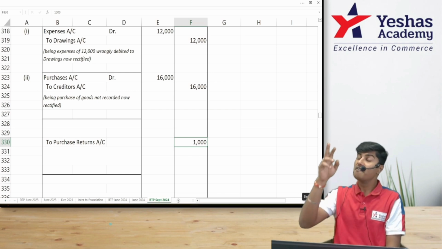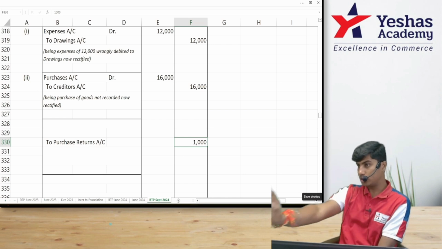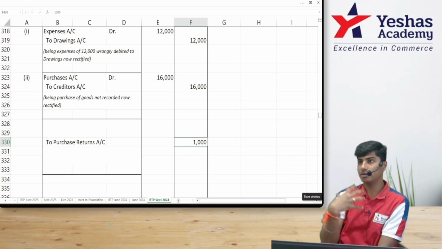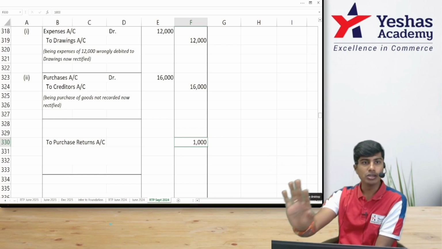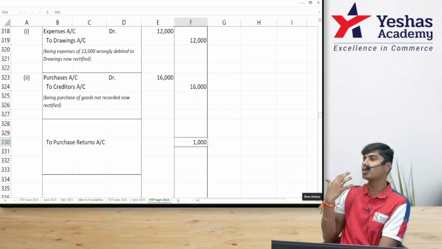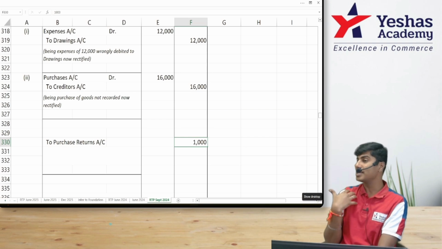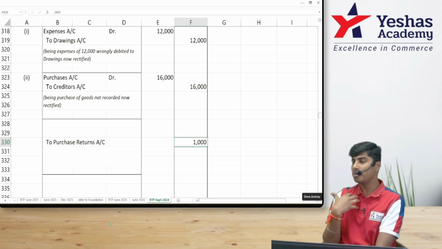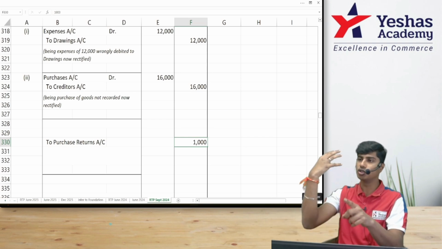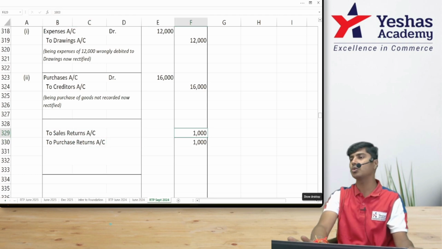What have we done? We have wrongly recorded in sales return book. Sales goods will go out. Sales return goods will come in. They've wrongly recorded the goods to have come in. They've wrongly debited sales return. They should not have debited. What should I do now? Credit. So I will credit our sales return account by the same 1000.